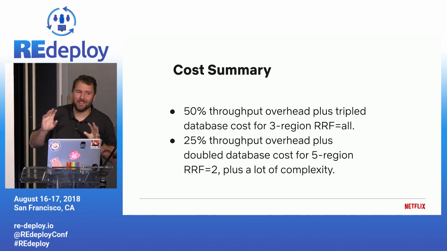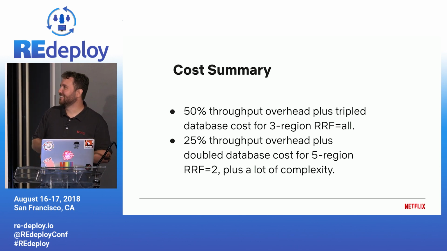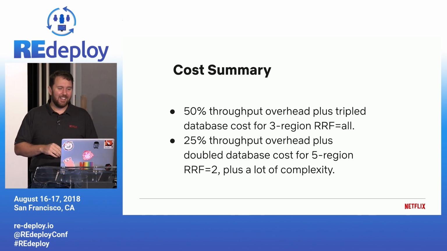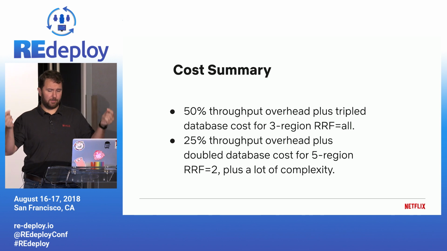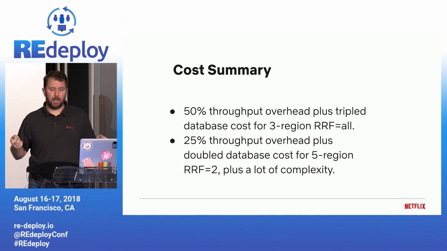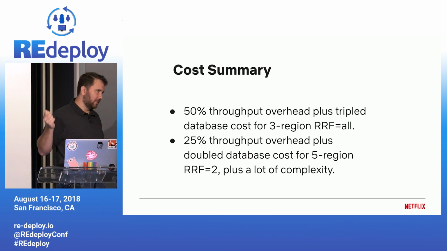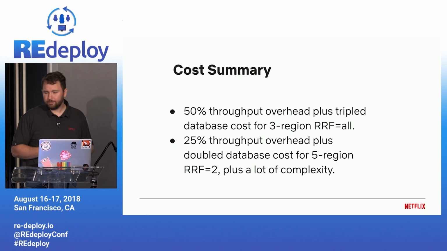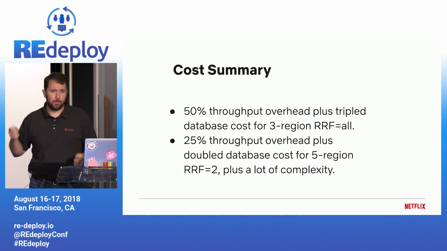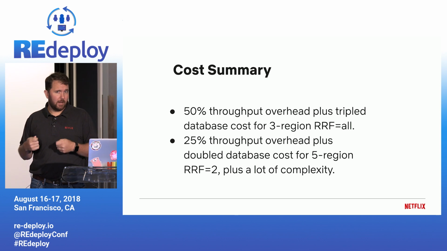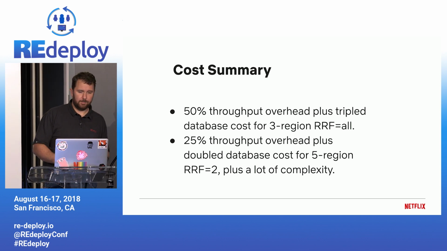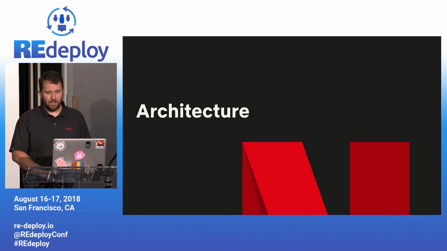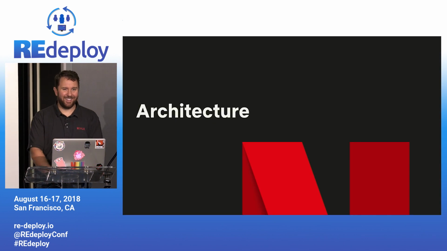And we'll get more into why we are where we are today in a little bit. So from a cost summary perspective, 50% throughput overhead plus a triple database cost gets you 3 regions with all your data everywhere. 25% throughput overhead plus double database cost gets you 5 regions with RF equals 2. Now, how do you do that?